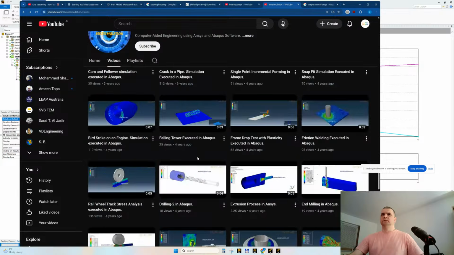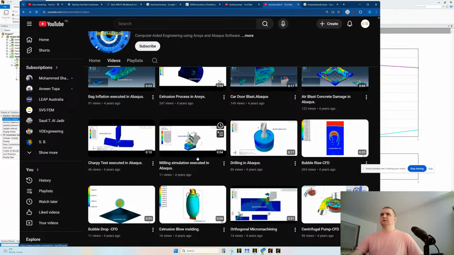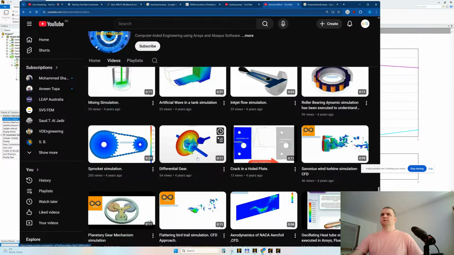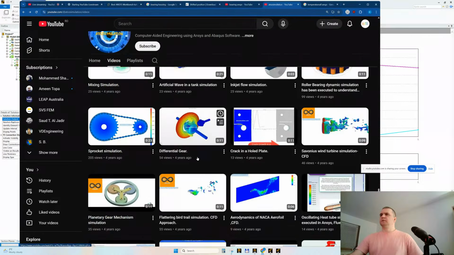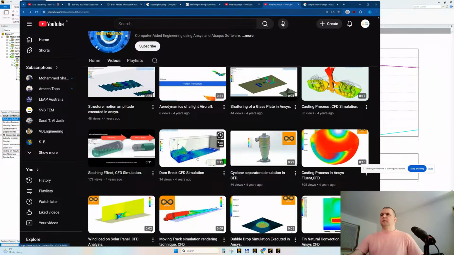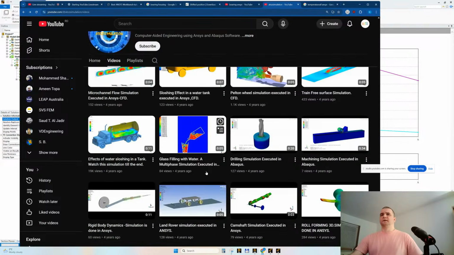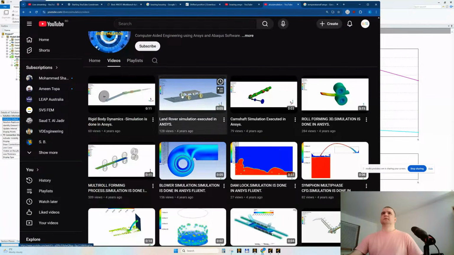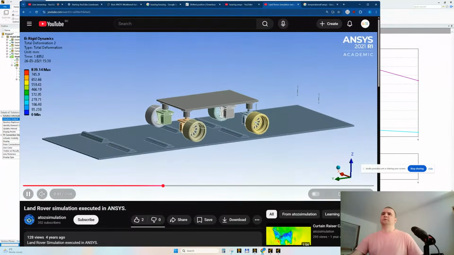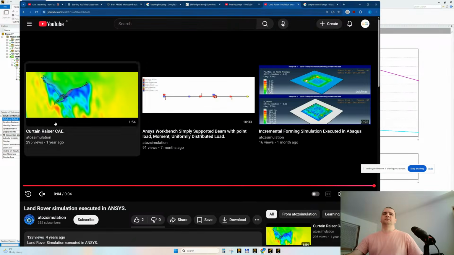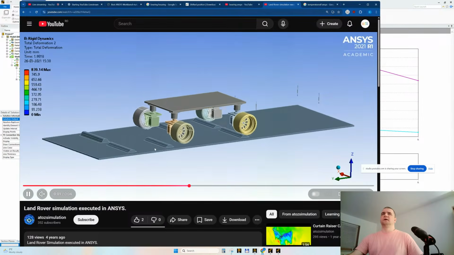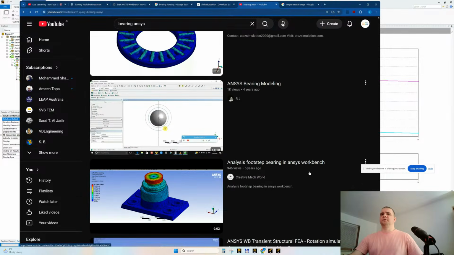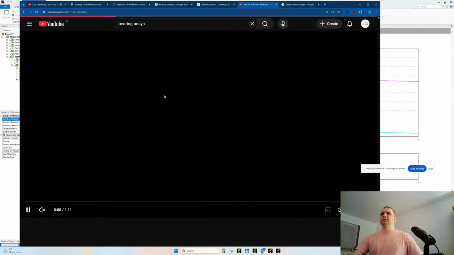Where is ANSYS? Yeah, he has done lots of FEA. This is ANSYS. Oh, yes, nice. I think it's rigid dynamics. These are things that we'll do in future streams. This is my version of the needle bearing.